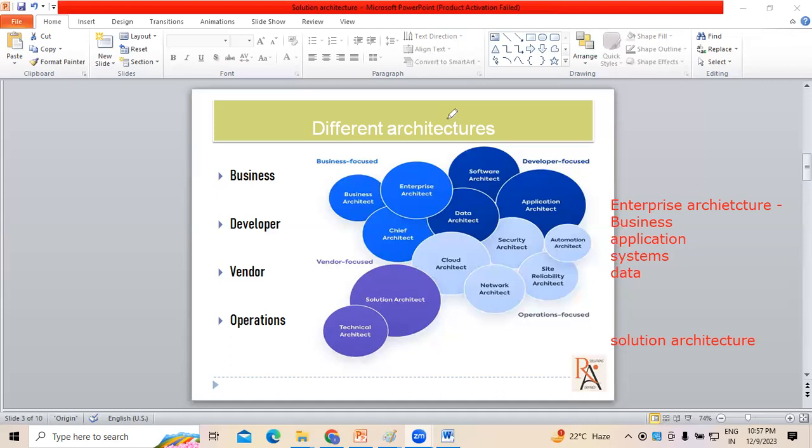At the same time, security of the application is so important. At the same time, network architecture is also important. At the same time, cloud architecture. Cloud architecture means, for example, we are working on a cloud-based point of sale system, right? We are not developing an on-premise one, assume that. We are developing a cloud-based point of sale system.